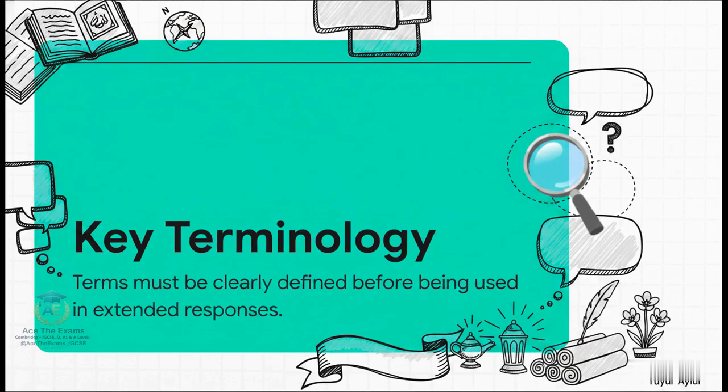Never, ever assume the examiner knows what you mean by specific literary terms related to Arabic literature or the specific sociocultural context to Tuyur Aylul. Establish your definitions cleanly at the absolute outset of your extended response. By doing this, you prevent any possible confusion and you immediately signal to the examiner that they are reading the work of a highly disciplined, precise scholar. It sets the tone for your entire essay.